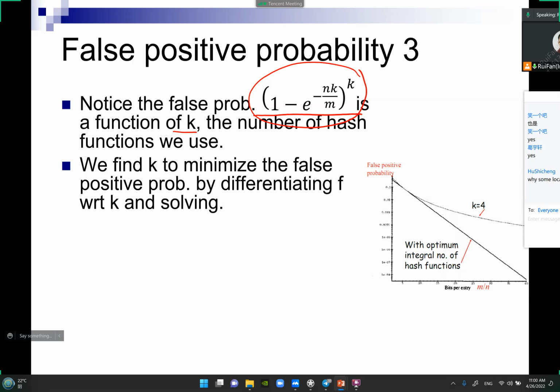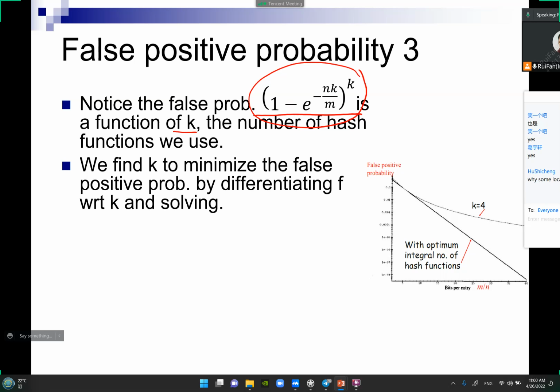The basic idea is, I'll just give you the intuition first. If you use a very small k, let's say k equals 1, that means each item just hashes to one location. Then there's a pretty good probability that if you take two different items, they're going to collide with each other, in which case you get a false positive. So you don't want to use a very small k. But if you use a very large k, that's also bad.